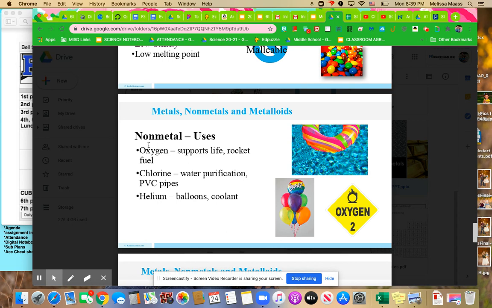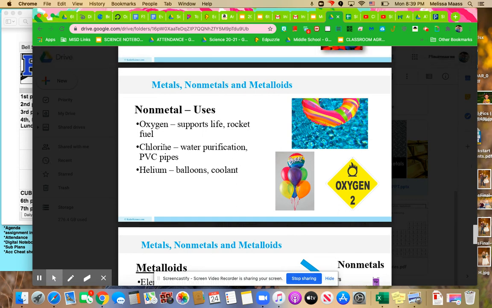So here's an example. Oxygen. It is a nonmetal, and we know that we use it to live, to breathe, and it's used in like NASA, rocket fuel, etc. Chlorine. We know that chlorine can be found in pools, so like water purification, and in some pipes out there. Okay, so chlorine, that's another example of a nonmetal. Then we have helium. We know that helium is used in balloons. Okay, that's a great example. So those are just 3 examples of nonmetals and what we use them for in our everyday life.